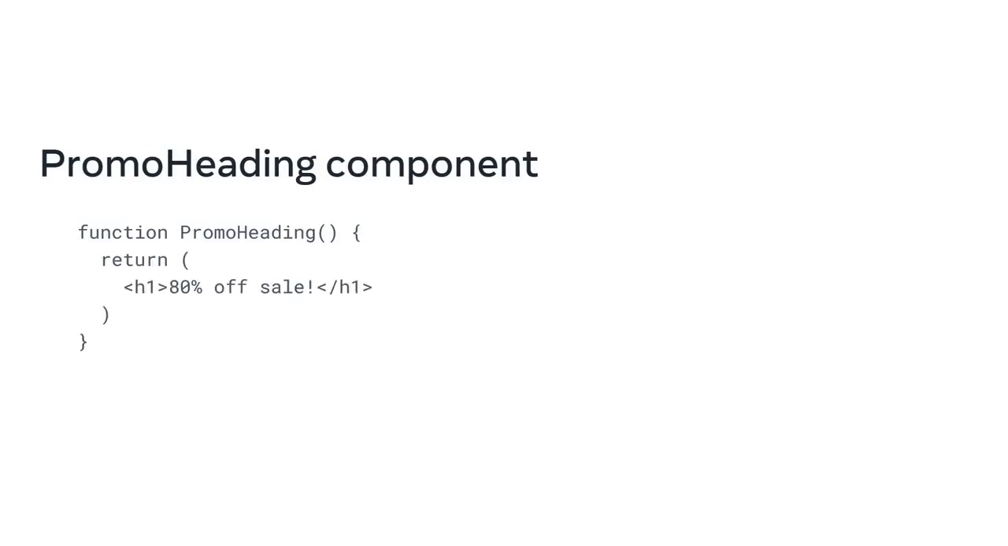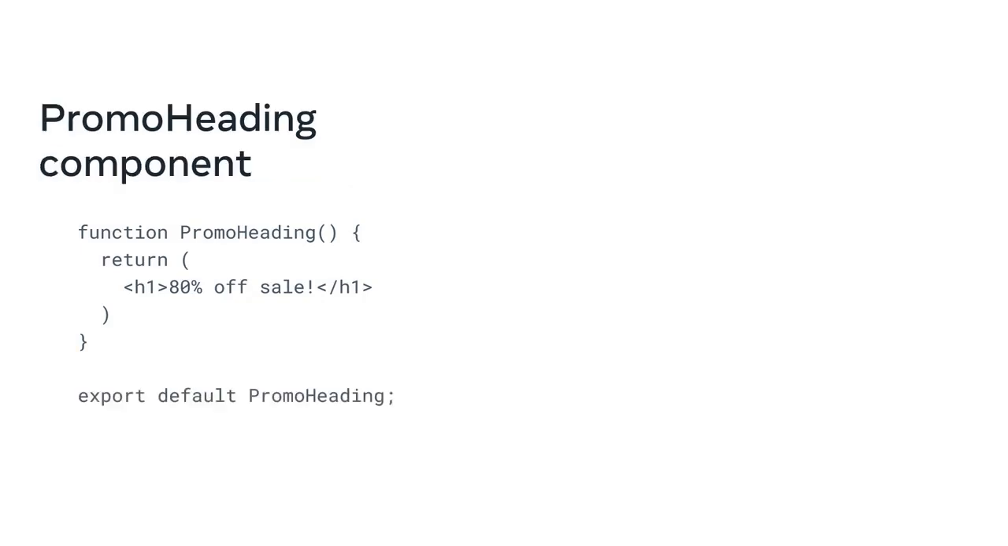Next, let's write the PromoHeading component. You can declare function PromoHeading and in curly braces type return, opening parenthesis, h1 tag, the text 80% off sale, h1 closing tag, and closing parenthesis. Once again, don't forget to export the component to make it available.